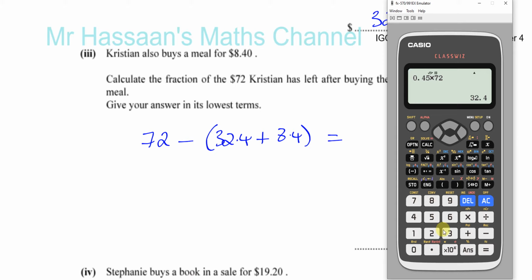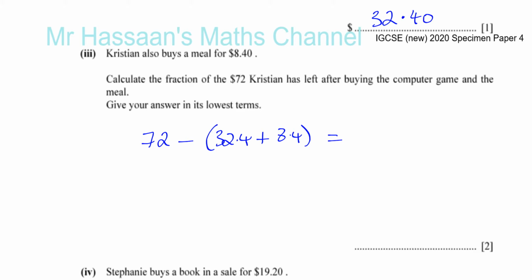So we have 72 take away, in brackets, the sum of what he spent, 32.4 plus 8.4, and that gives us 31.2. So he's got left $31.2. Okay, and we want to find this as a fraction of the $72 he had. So you have to divide it by 72.